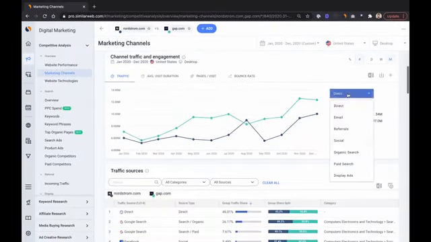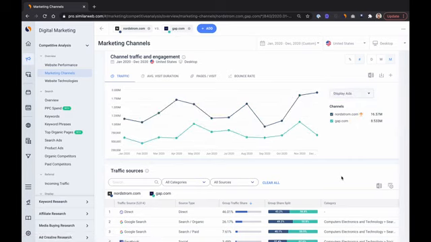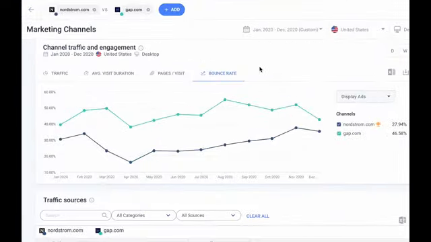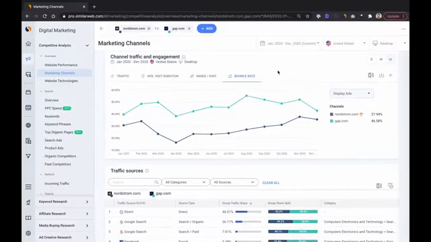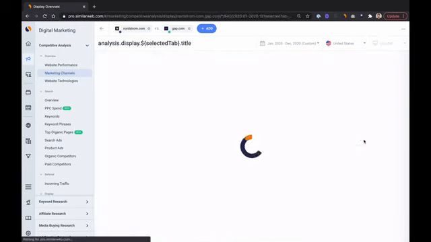Here we can see how much display traffic Nordstrom is driving over time. And we can even go to bounce rate to notice that Nordstrom's bounce rate is historically lower, suggesting that traffic that Nordstrom drives from display ads is higher quality, more likely to stick around the site. It also means we could learn from how they do their landing pages, so let's add that as a follow-up item for the team. Let's drill into Nordstrom's display strategy.